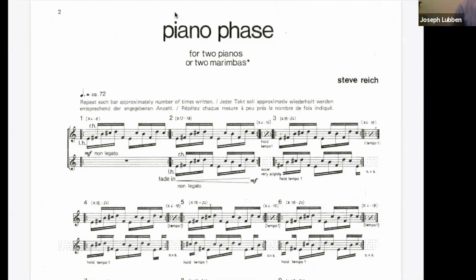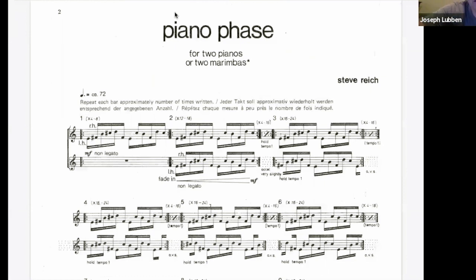at least the first of the basic patterns. It changes as the piece goes on. And second, we're going to look at the pattern of interactions between the two pianos, both in terms of small-scale interactions, what happens when things are in transition, what happens when they lock into phase, and how that shapes the overall piece. So first, a little background.